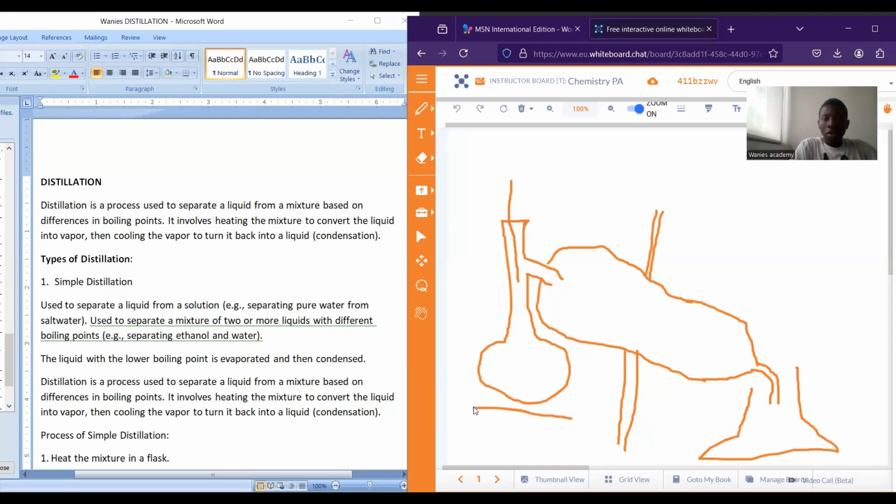And our Bunsen burner, our heat source here, will be supplying heat for us. And we have the inside of the condenser.